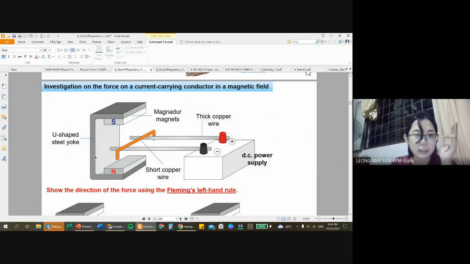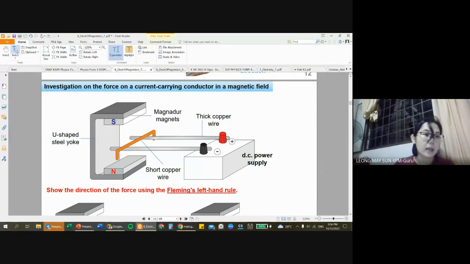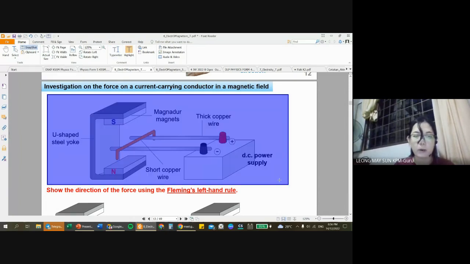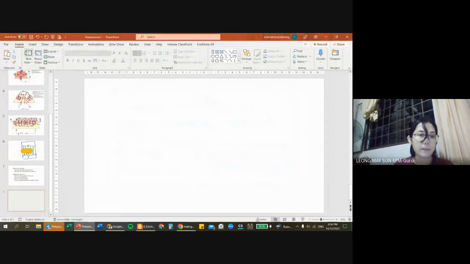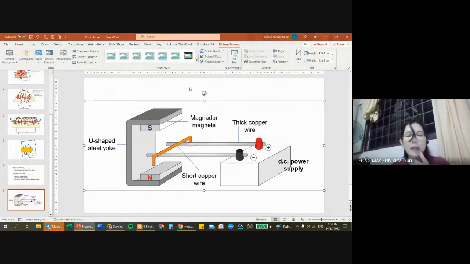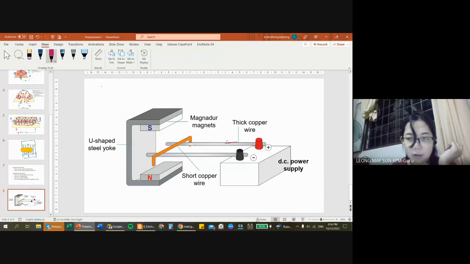How to determine the direction. We have this picture here. I'm going to screenshot this and bring it to my PowerPoint slide. First thing first, before you start taking out your Fleming left hand rule, first determine the positive and negative. Here, the red color sign they use, red color is positive. So current flows from positive.